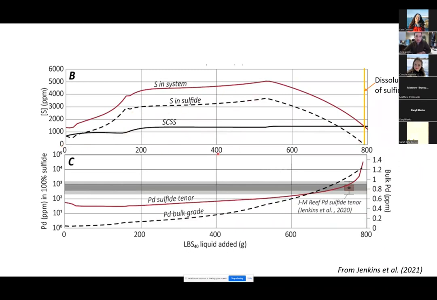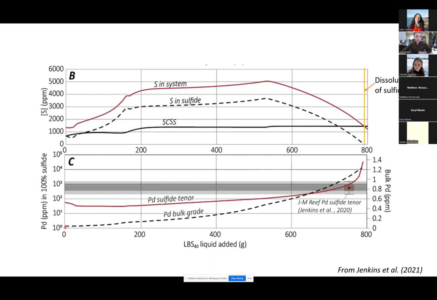And so the x-axis is showing the amount of incoming liquid that we've titrated into or infiltrated through our footwall mush. We can add incoming melt until we get to about 800 grams of added liquid, at which point the entire system becomes sulfur undersaturated and all of our sulfide would be dissolved and all the metals would be released back into the silicate melt.